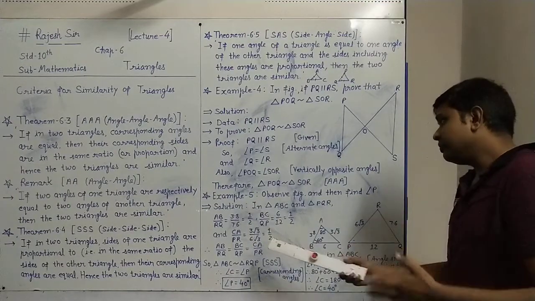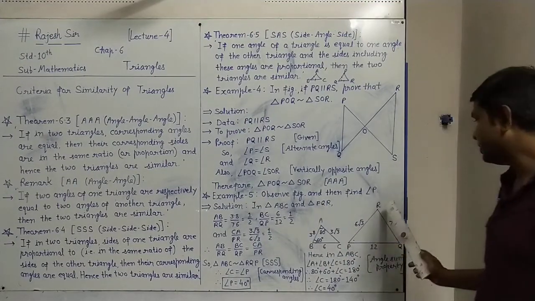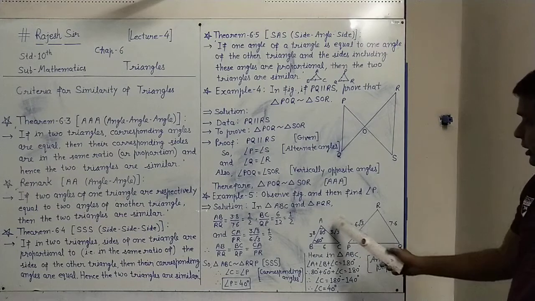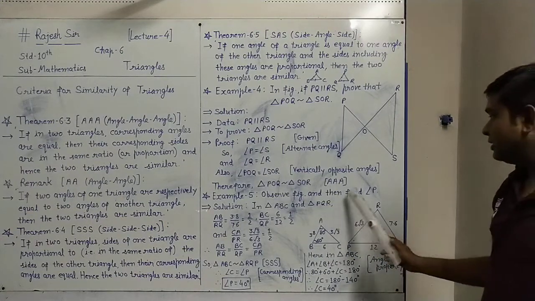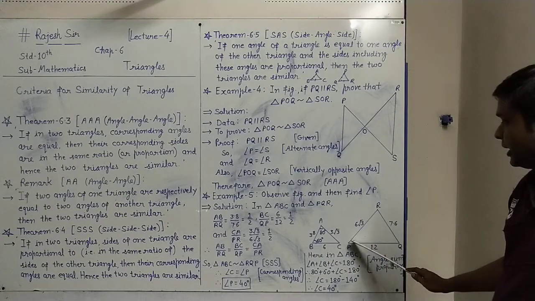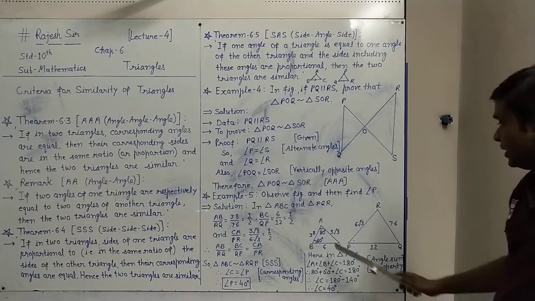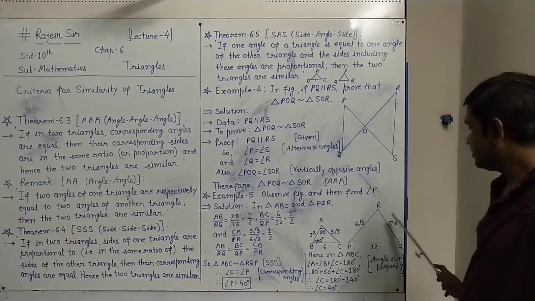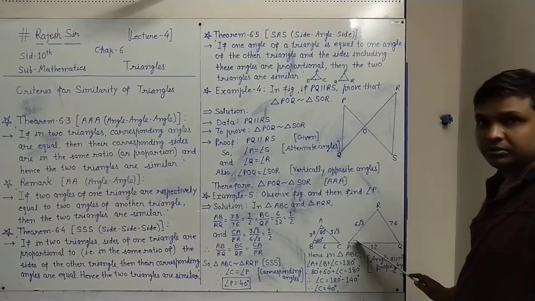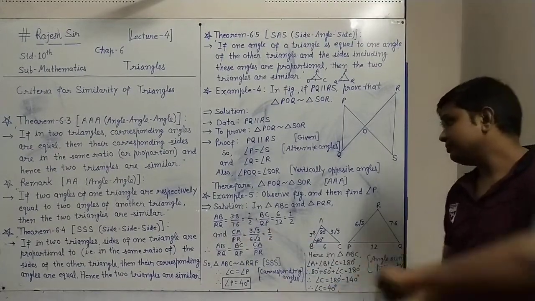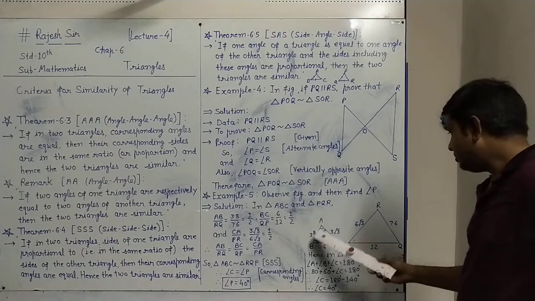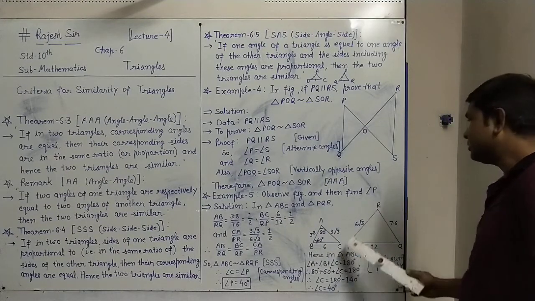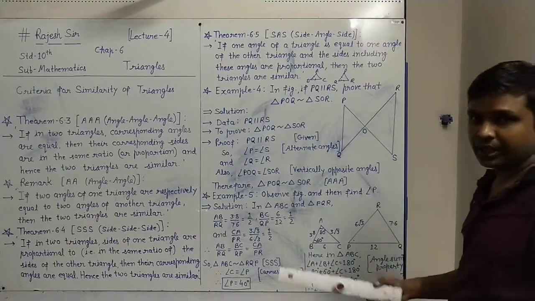Next, example 5. Observe the figure. This figure is given of triangles ABC and PQR, and we want to find angle P. These measures are given in the figure. In the solution, in triangle ABC and triangle PQR, we compare the things which are given.